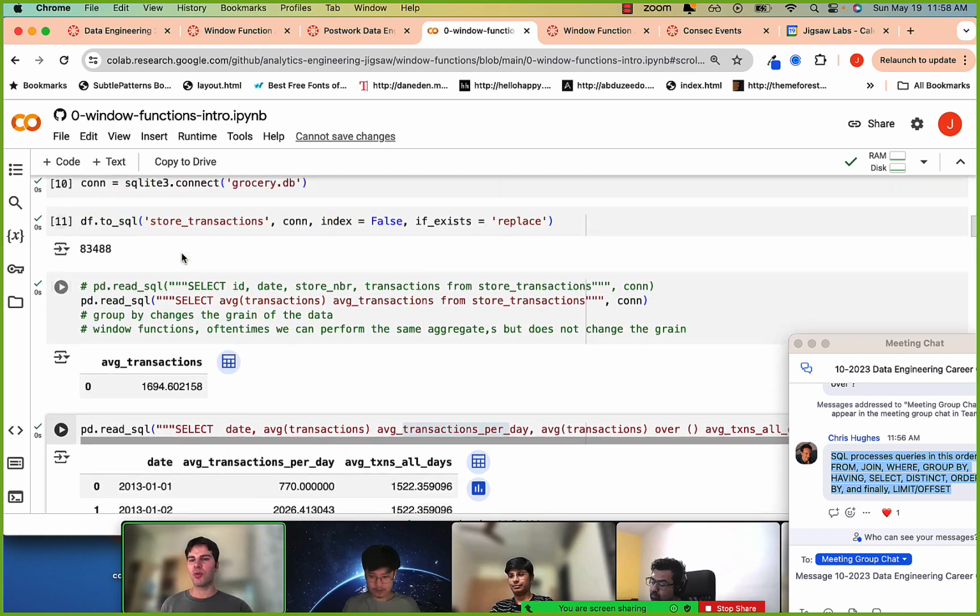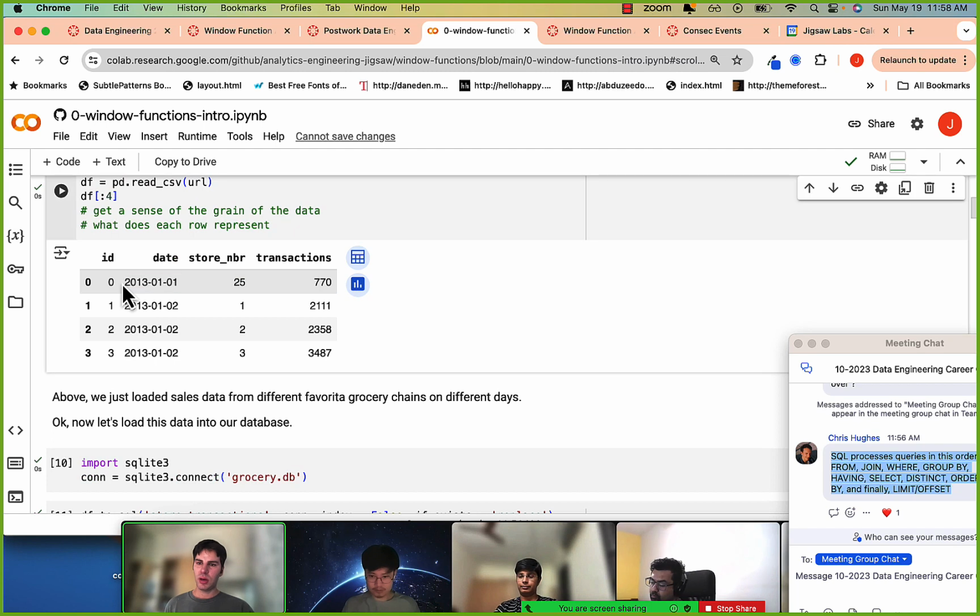Think about what is the grain of the data you started with. Okay, so we start with date, store number, transactions. What is the grain of the data you want to end with? Okay, so if I want to end with average transactions per day, and then I want to get, is this a good or a bad day? What should each row be? Each row should be each day. How do I get from here to there? I need to group by day. That way I only have one row per day.